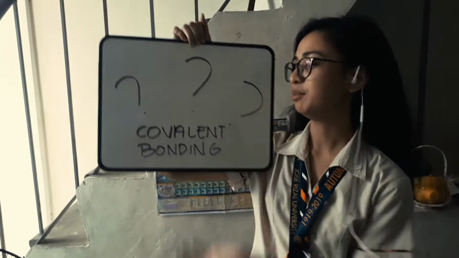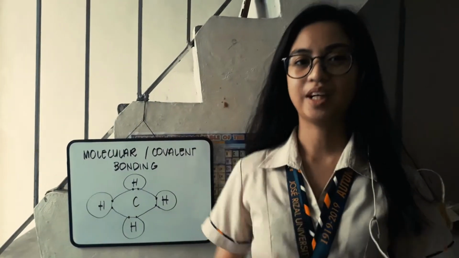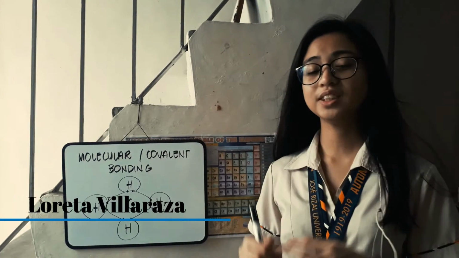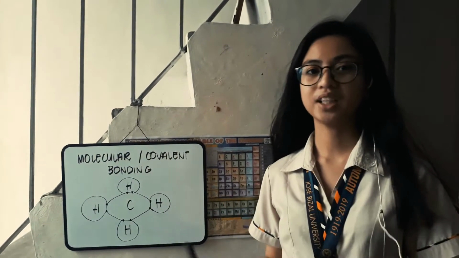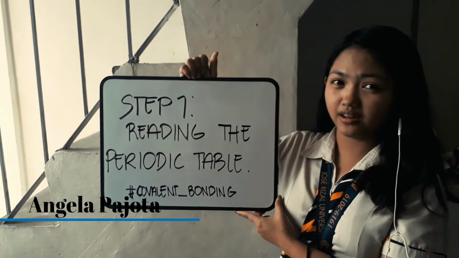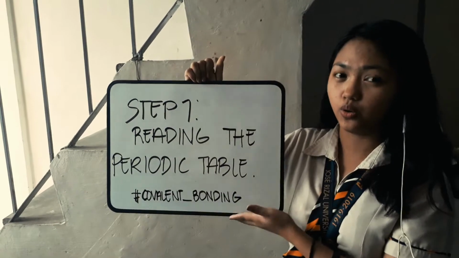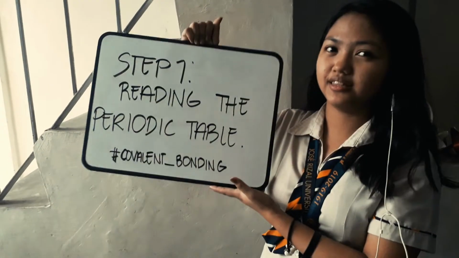Now what is covalent bonding? Covalent bond, also known as molecular bond, is a chemical bonding that involves the sharing of the electron pairs between atoms. So before we proceed in covalent bonding, the first step is we need to know how to read the periodic table. So this is the periodic table.